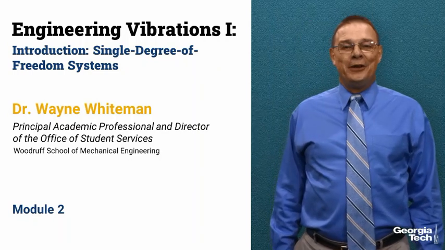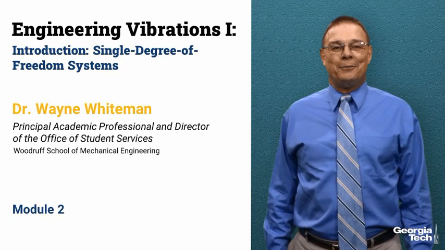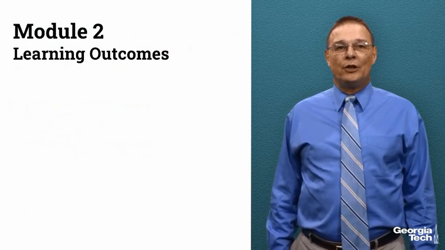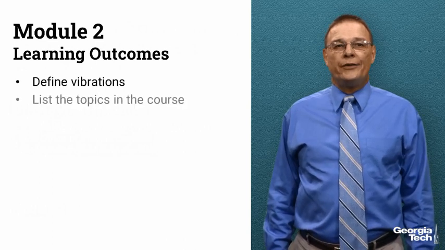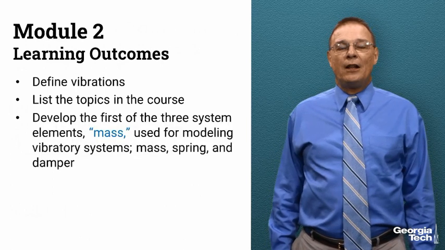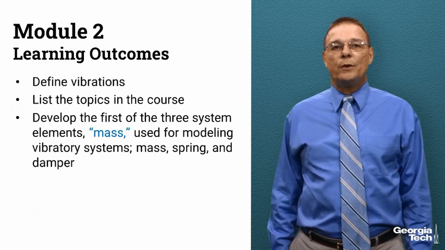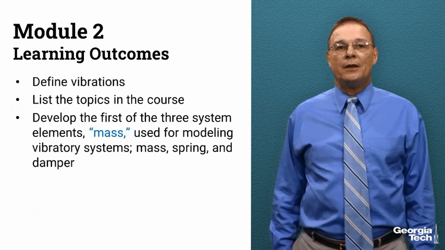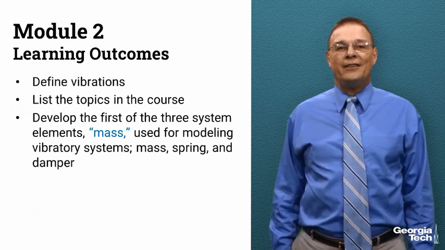Welcome back to Engineering Vibrations 1, an introduction to single degree of freedom systems. This is Module 2, and in this module, the learning outcomes are to define vibrations, to list the topics that we're going to cover in this course, and to develop the first of 3 system elements that we'll be using in the course, this one being mass, which is used for modeling vibratory systems. The other 2 elements we'll talk about in future modules are springs and dampers.